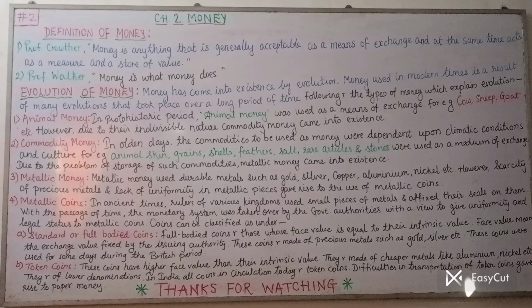And difficulties in transportation of token coins gave rise to paper money. So now we have entered the modern period, modern types of money, which we will be discussing in the next lecture. There are four more types such as paper money, then we have digital money, bank money. All those types we will be studying in the next lecture.